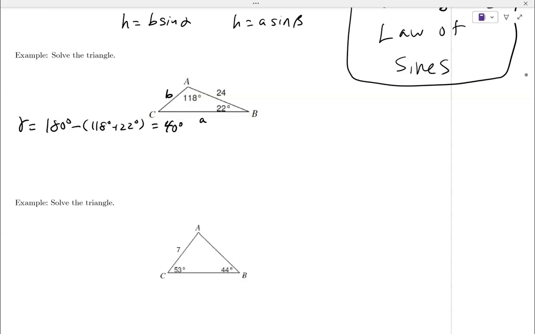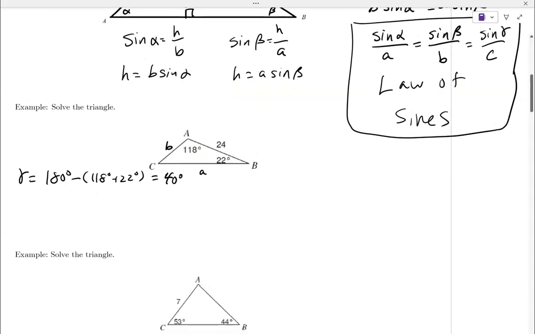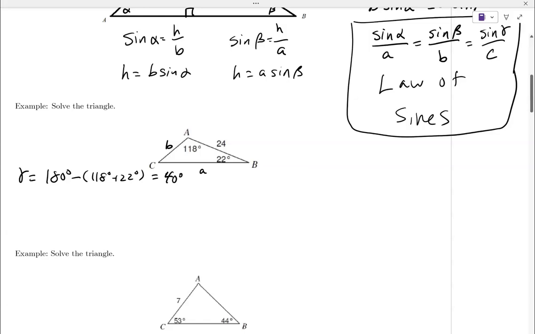Remember, in order to be able to use the law of sines, I need to know three things and figure out the fourth. Well, at the very least, if I need to know three things, I have to know at least one of the angles, right? So I needed that 24, or that angle across from that.